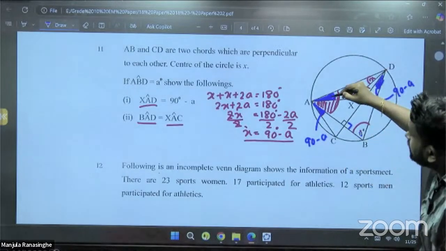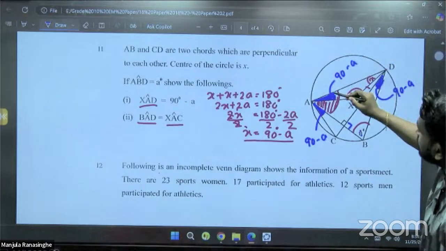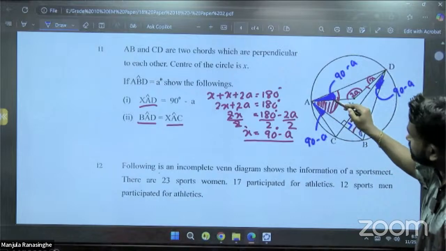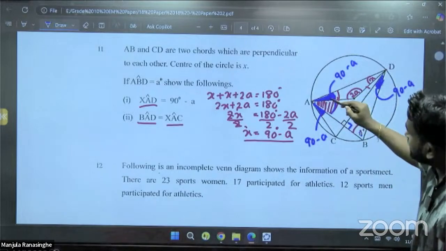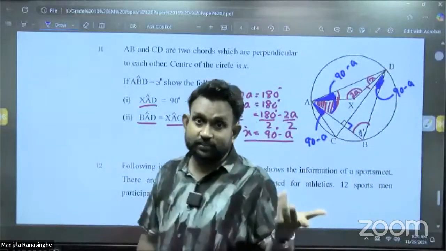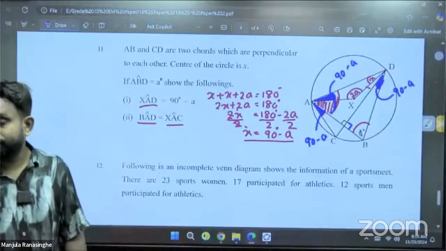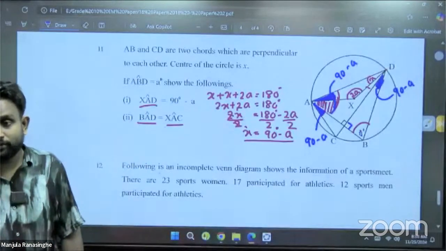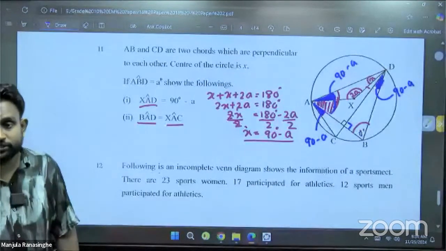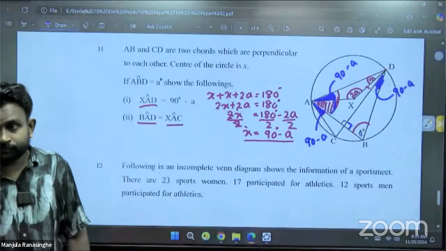Now we proved previously this part XAD is 90 minus A. Now you can see that these two are equal. Then you can add for this angle this part as well as for this angle the same part. The same part can be added using the axioms. Then the final answer is here: XAD equals XAC. Okay, right. So that's how you approach the question accordingly.